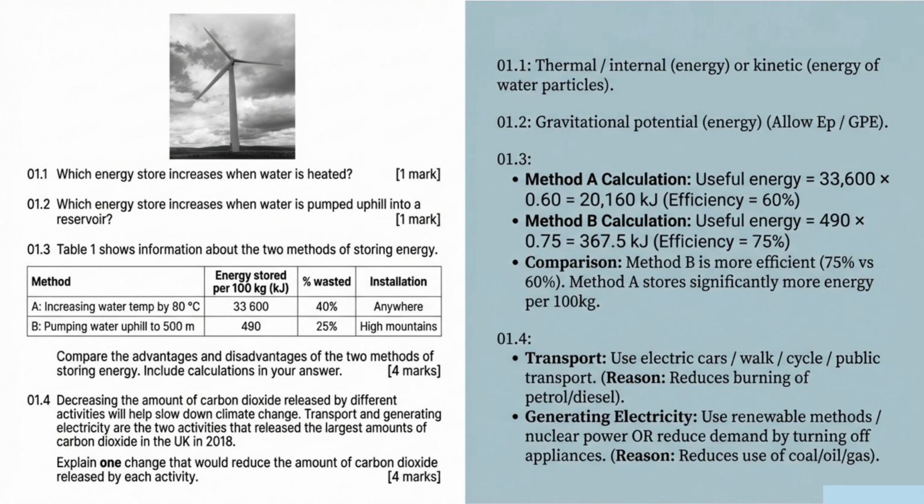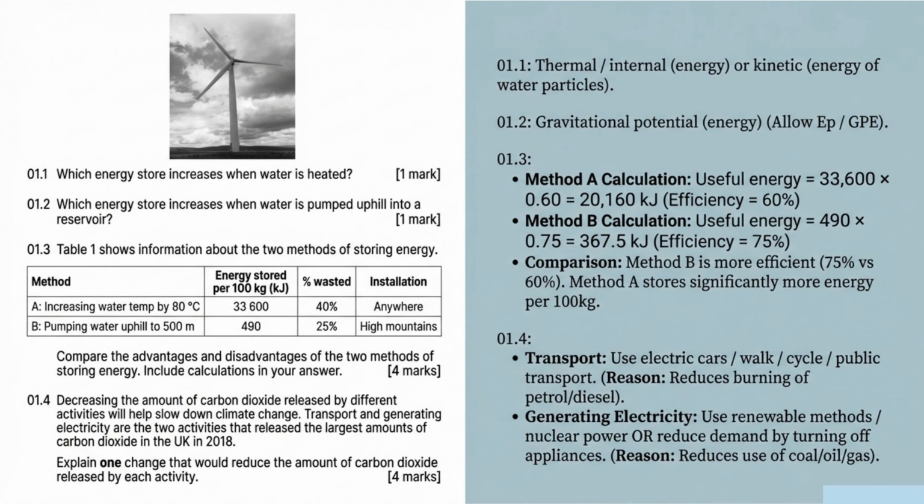Now for method B, pumping water, the starting energy is 490 kilojoules, with an efficiency of 75%. So 490 multiplied by 0.75 gives us 367.5 kilojoules. So the comparison you need to write down is that method B is more efficient, 75% compared to 60%. But method A actually stores significantly more energy per 100 kilograms, over 20,000 kilojoules compared to just about 367. Spot on.